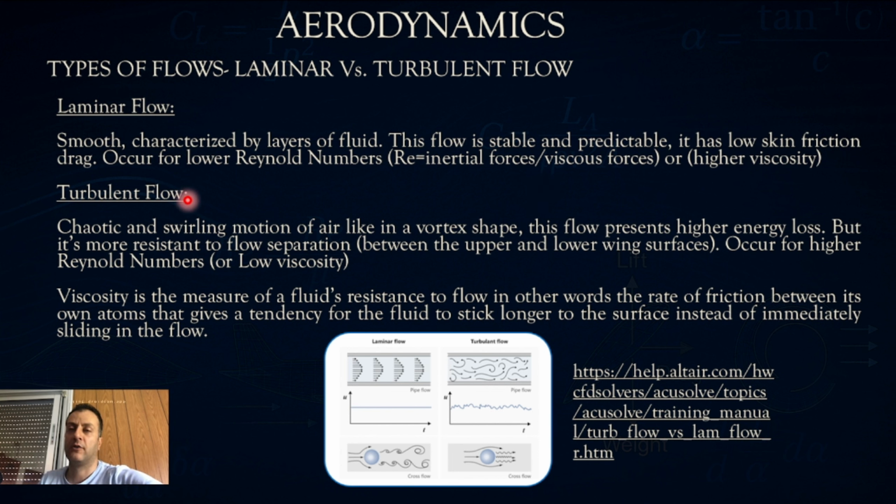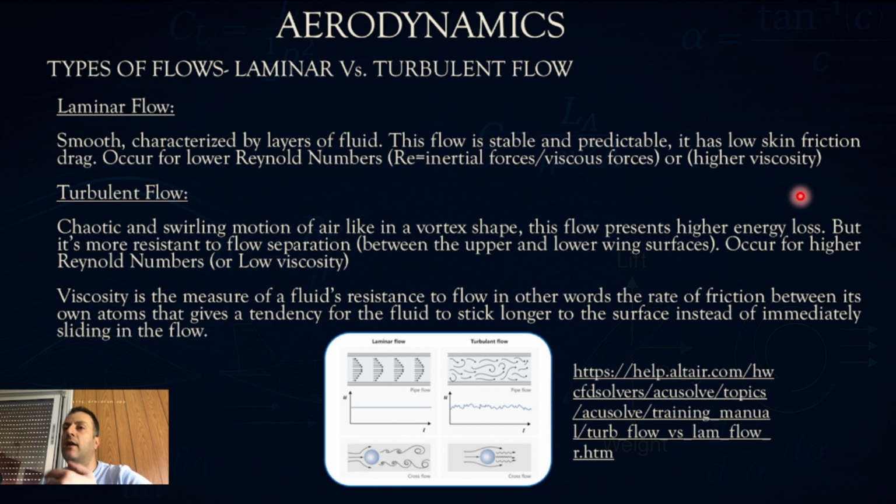Now, turbulent flow means that it is very chaotic, swirling. It's completely detached. The molecules of the fluid are completely detached from each other. There are no streamlines like the lines of smoke around the wings that you see at Ames Research Center, for example, during wind tunnel tests. So for turbulent flow, you have a chaotic and swirling motion of air, like in a vortex shape. You have a high vorticity. This flow presents higher energy loss.